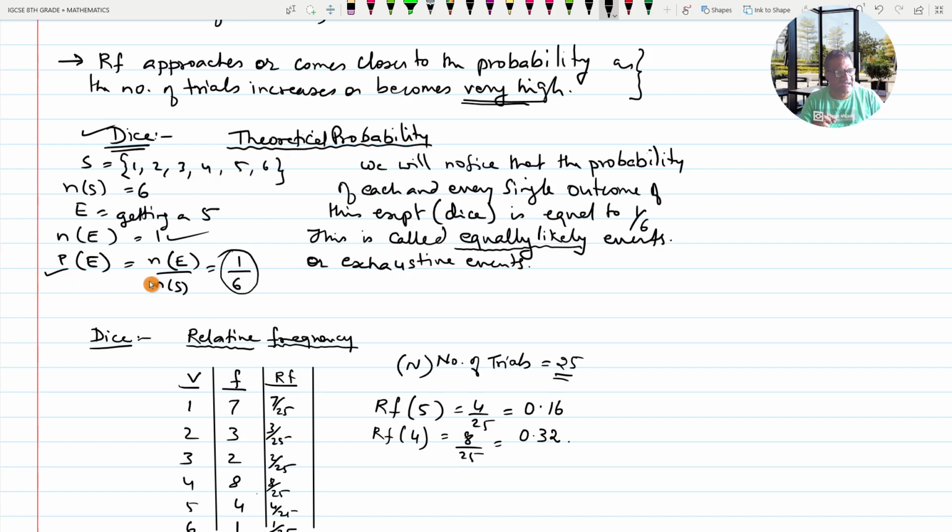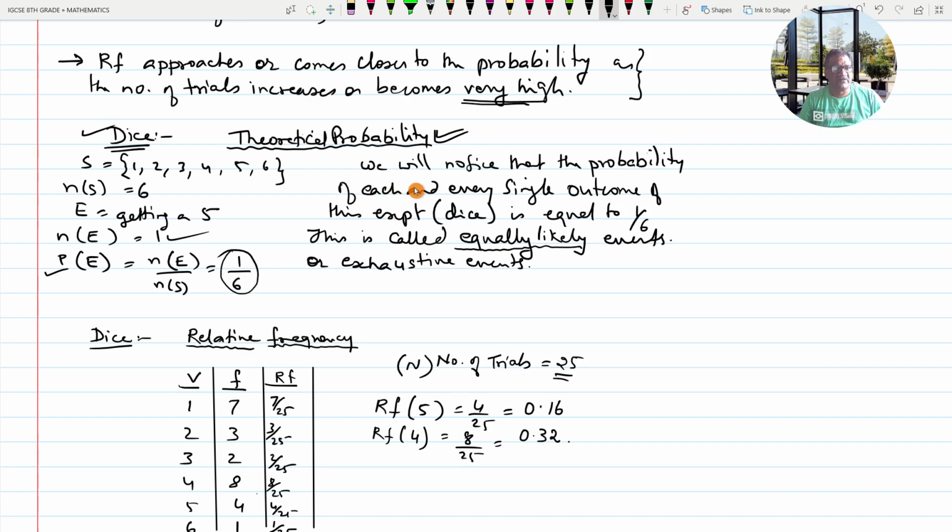Now, in arriving at this figure 1 by 6, that is the probability of getting a 5 is 1 by 6, we did not perform any experiment. We did not conduct any practical sort of thing. We did not throw the dice a number of times. From the theory itself, we know the sample space is this, we know the event is this, the number of elements in the event is this, and when we divide the two, we get the probability. So no need of doing any experiment. Such a way of arriving at the probability value is known as theoretical probability.